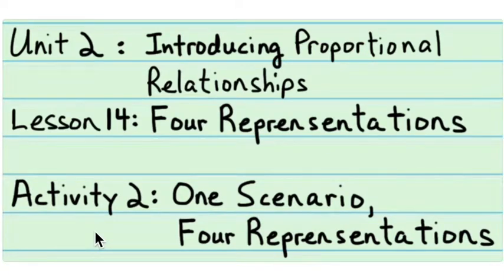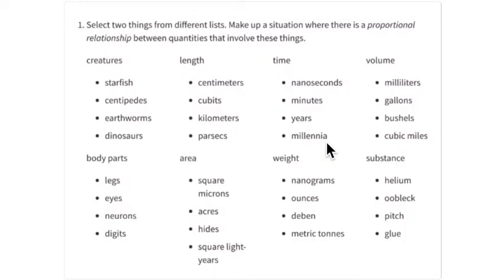This is activity 2, one scenario, 4 representations, from lesson 14, 4 representations. And in this activity, students are to choose 2 different properties and put together scenarios for a proportional relationship between those properties. So you select 2 things.